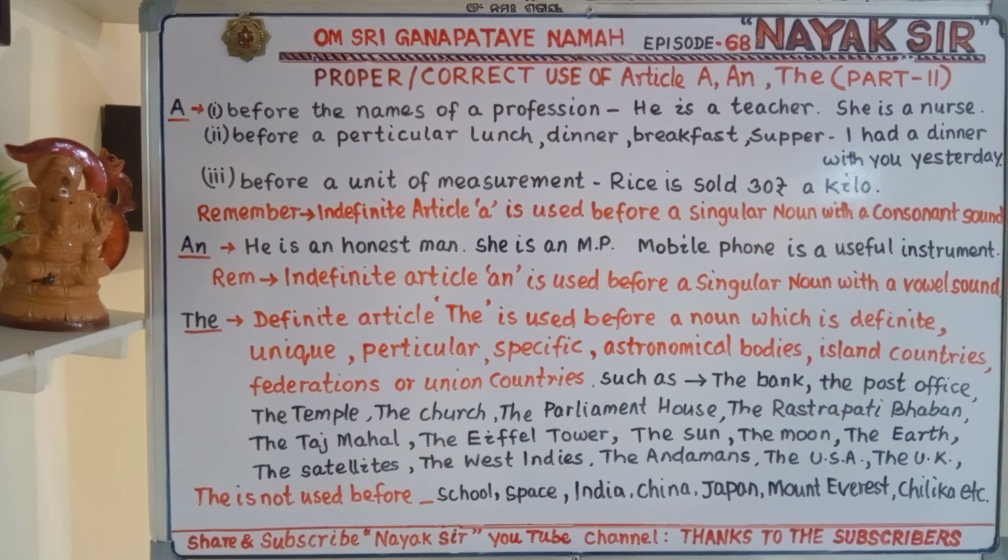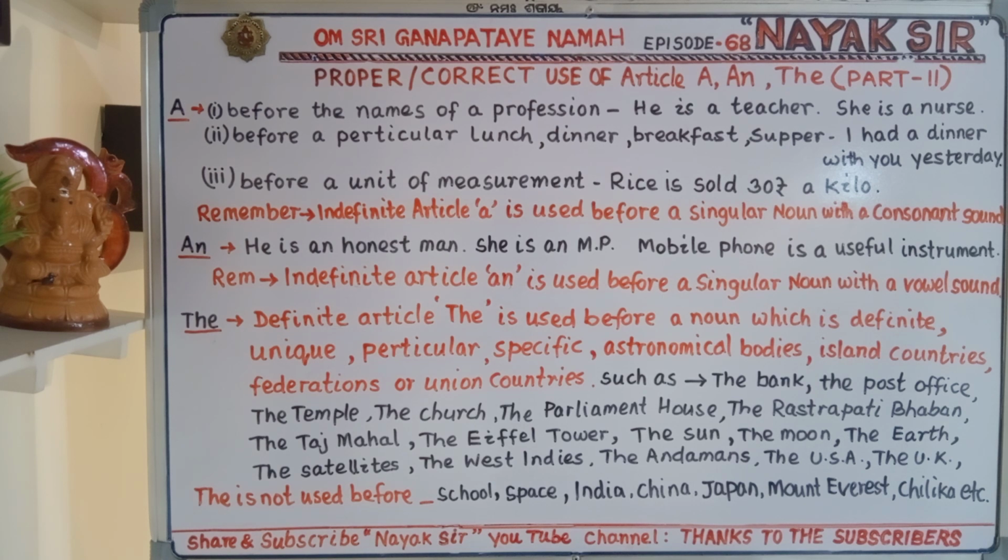Like, I am using an umbrella. An umbrella. But a university. So if U is pronounced as 'yoo', then it must carry a as the indefinite article before it. So the indefinite article an is used before a singular noun with a vowel sound, with a vowel pronunciation. That is to be remembered.